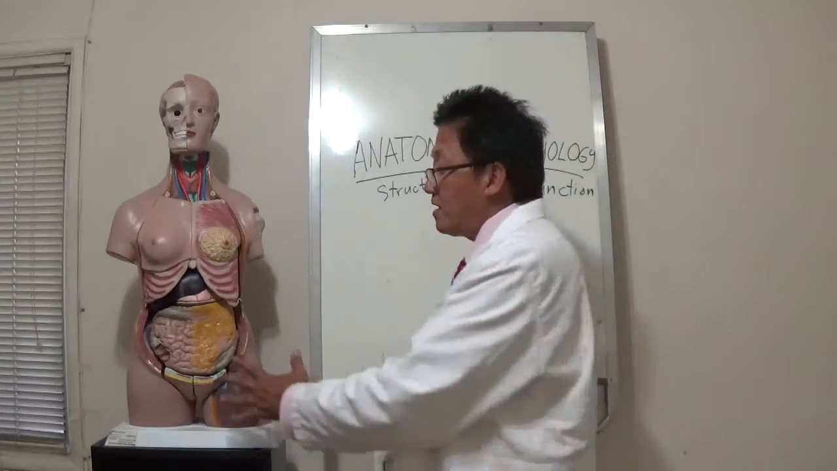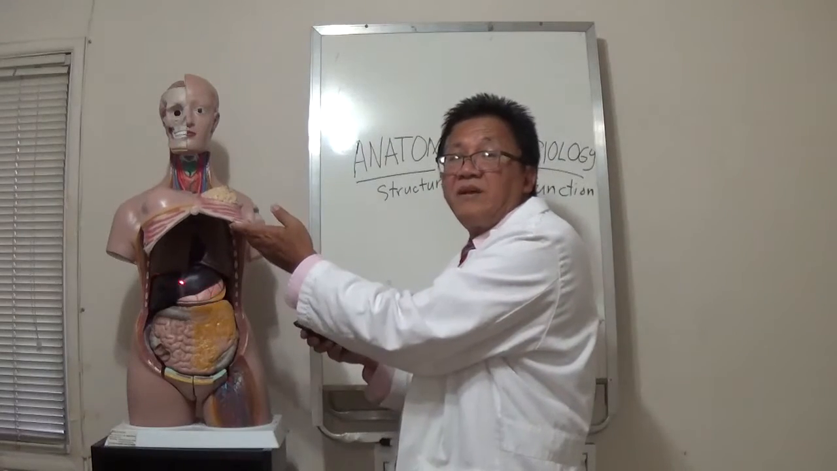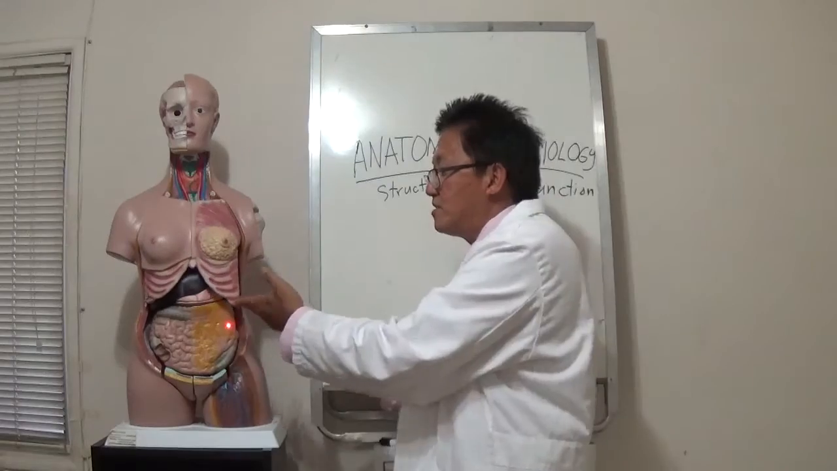Now what about here? It's called the abdominal cavity. Notice here in the abdominal cavity you have what? The liver, stomach, small and large intestines. So these are organs found in the abdominal cavity.